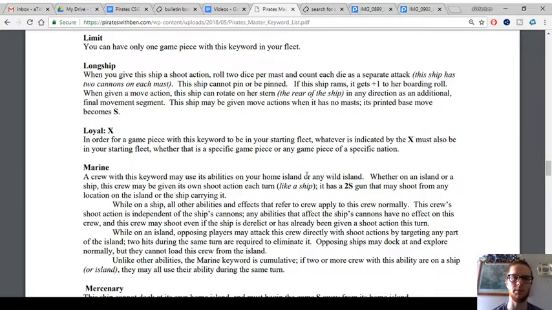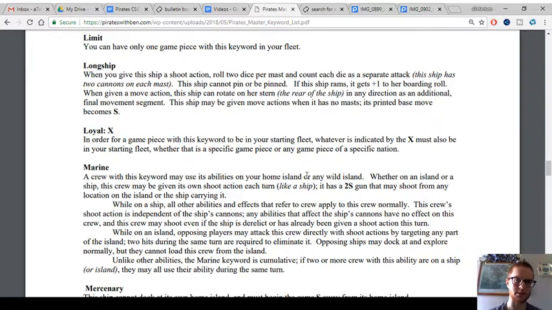So, can't pin or be pinned. If she rams, the ship gets plus one to her boarding roll. When given a move action, she can rotate on her stern in any direction as an additional final movement segment, and can be given move actions when no mast, so you can row at S speed. Most of that is similar to galleys and other rowed ships with the moving and the stern turn.